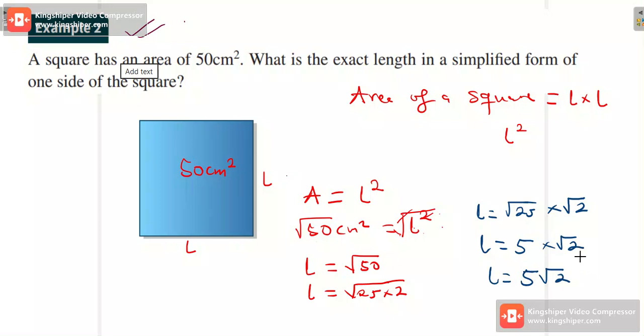5 root of 2. Take note that the unit is also squared, so the square will also cancel the square root. Then we will get the unit to be centimeters. So L is equal to 5 root of 2 centimeters. Therefore, you conclude that the length in its simplified form will be 5 root of 2 centimeters. And that is the length of the square.